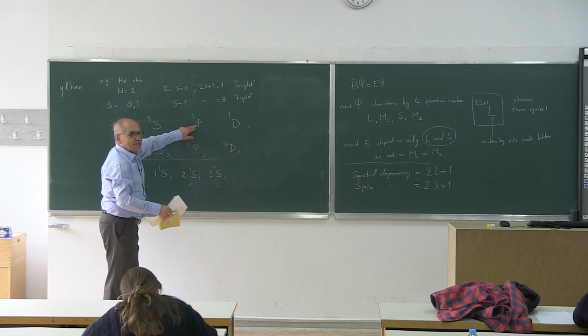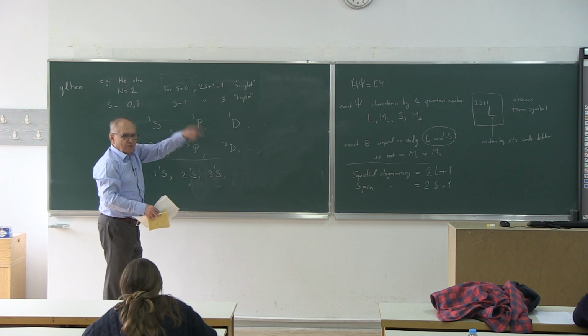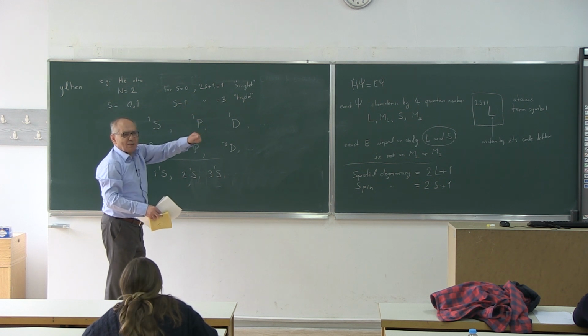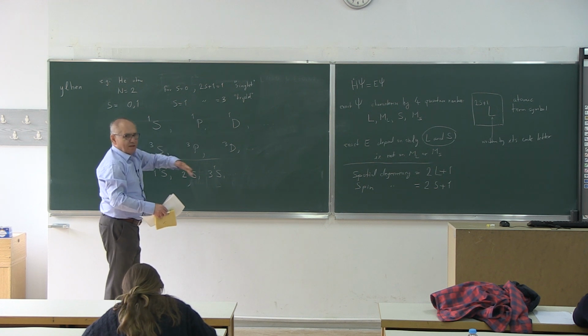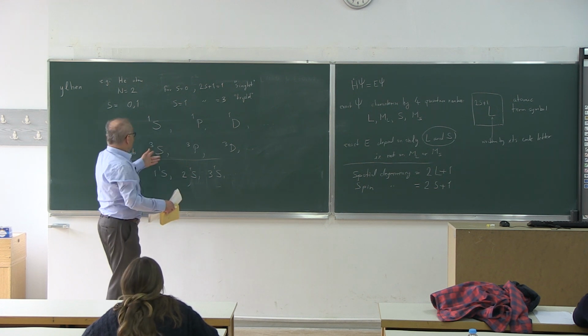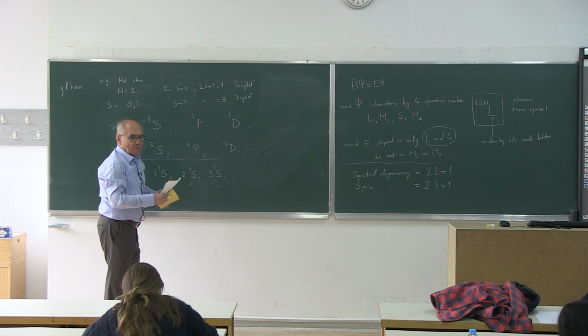Again, the lowest singlet P we call 1, the first singlet P. The next one, 2 singlet P, second singlet P, and so on. Similarly for all the others. Okay?